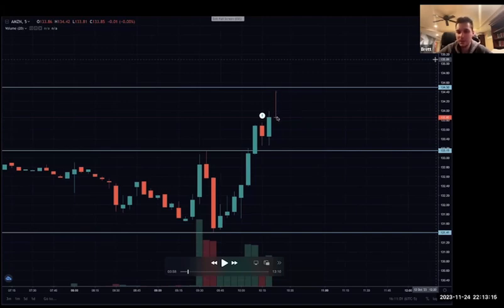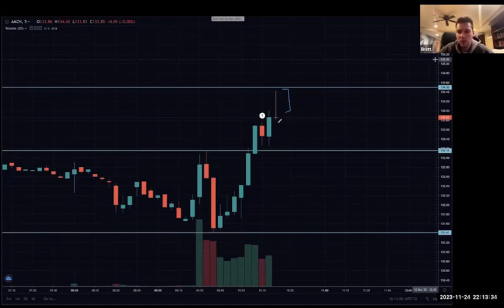This is telling me, get the hell out of your position, right? Nobody needs to tell me to get out of this position besides the chart itself. It's telling me get out of that trade. Why is it telling me that? It's forming a bearish pin bar reversal off of my key resistance. I know that I have to be out of my position.